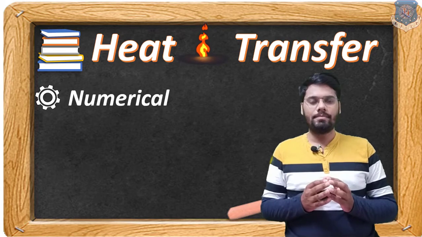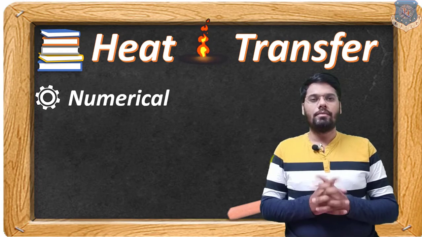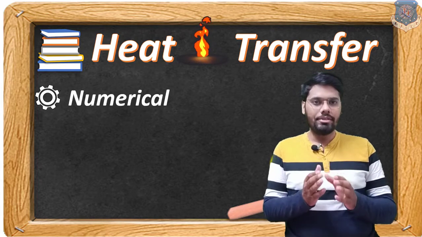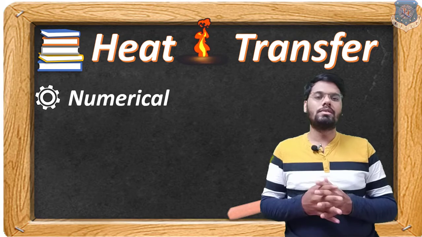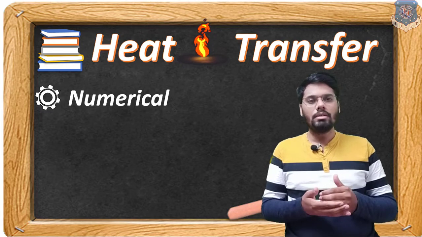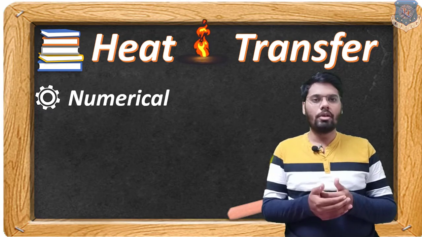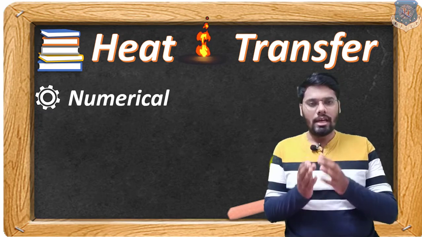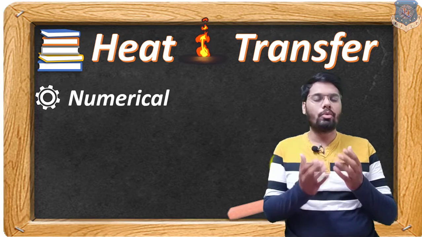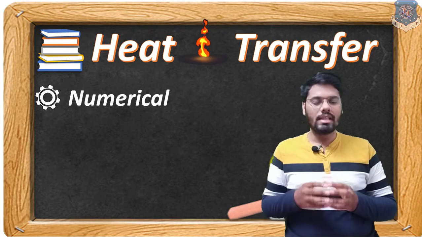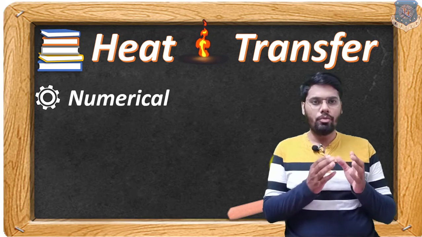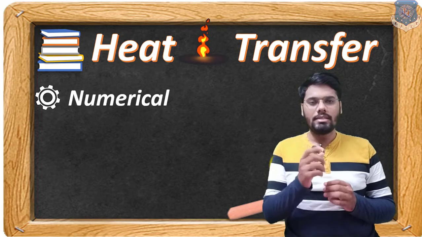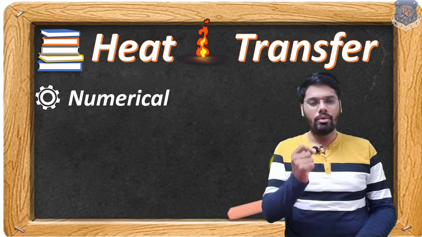In today's lecture, we are going to solve numericals based on radiation. In our previous lectures, we have studied some basic laws related to radiation, how radiation heat transfer occurs between two systems. We have learned Kirchhoff's law, Stefan-Boltzmann law, Planck's law and Wien's displacement law, and with the help of those laws, we have derived some equations. In today's lecture, we are going to solve some numericals using those equations. Before starting, let's take a look at the equations which we have derived in our previous lectures.